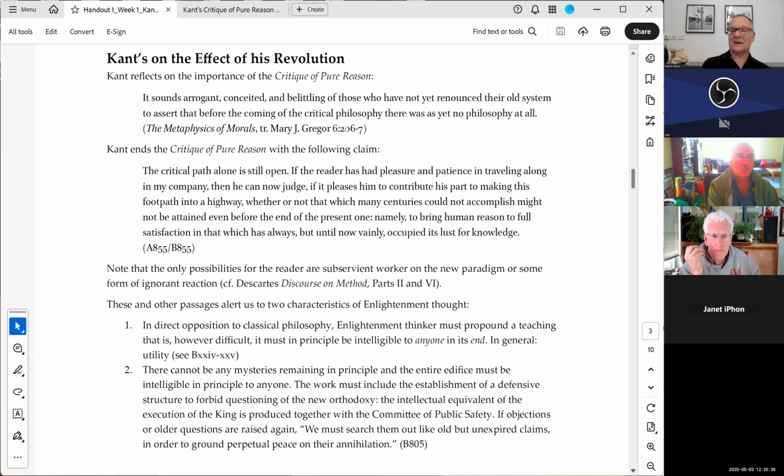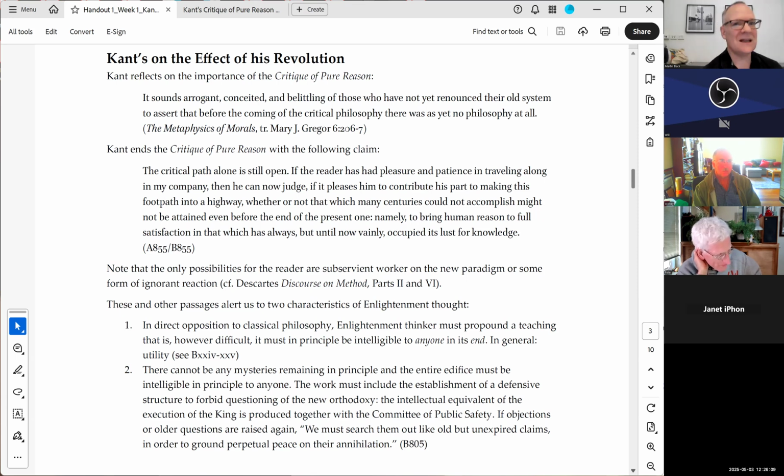So if the reader has had pleasure and patience in travelling along in my company, then he can now judge, if it pleases him, to contribute his part to making this footpath into a highway, whether or not that which many centuries could not accomplish might not be attained even before the end of the present one, that is, by 1800. Namely, to bring human reason to full satisfaction in that which has always, but until now vainly, occupied its lust for knowledge.